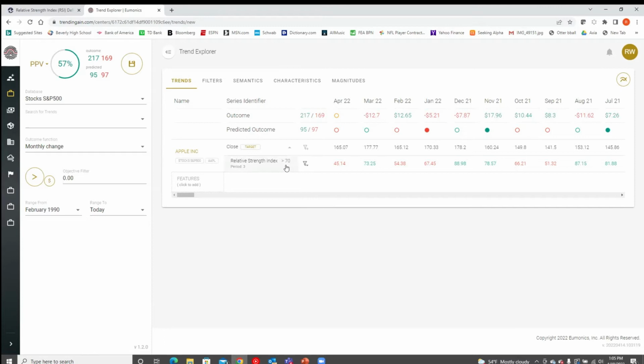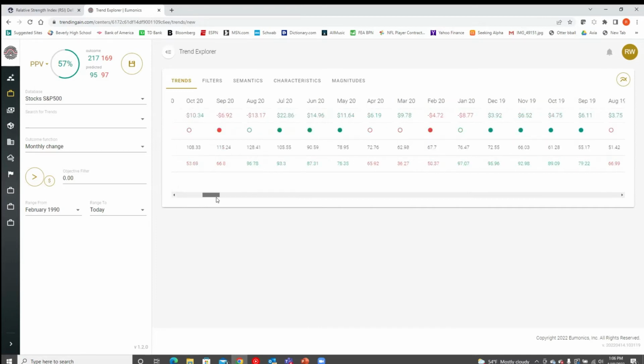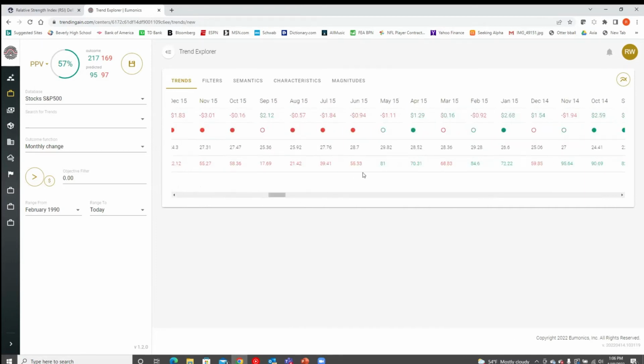So again, what this is telling us is that when the relative index is greater than 70, 57% of the time, the stock price goes up. And again, now you can just scroll back through the back test, and you can see on each individual instance of our experiment, we can see what exactly happened.